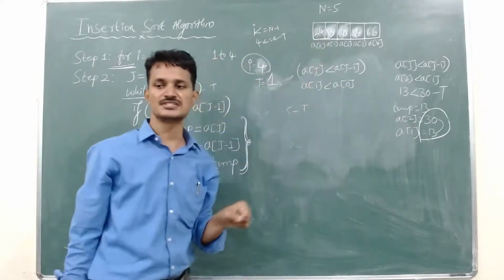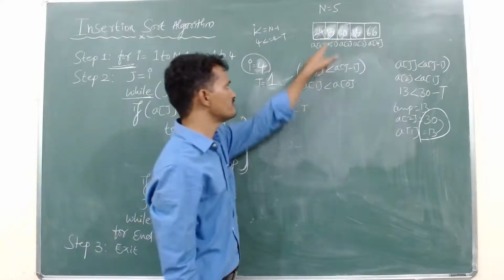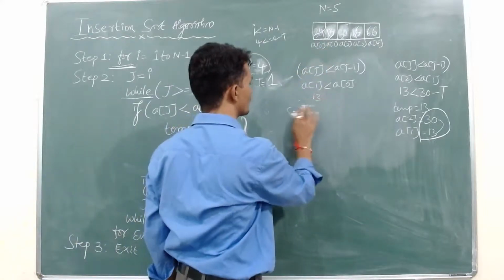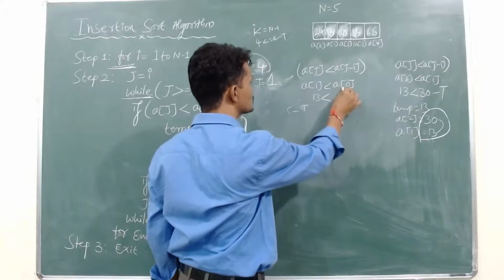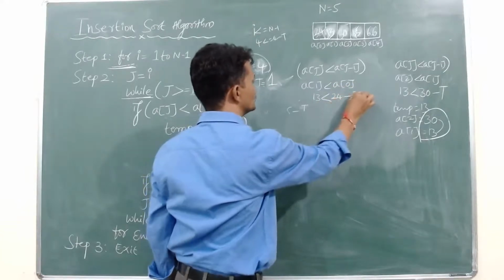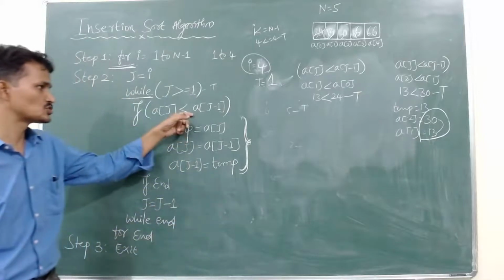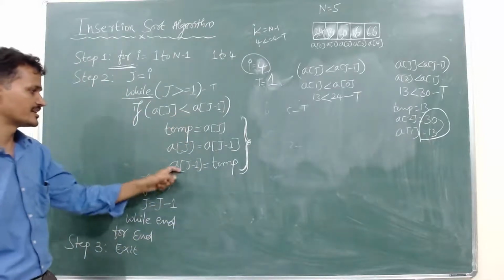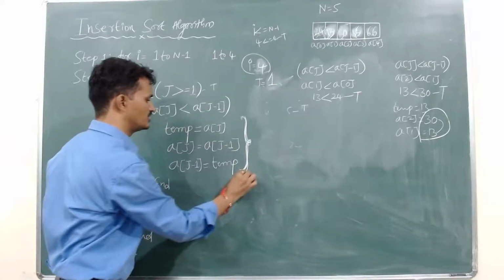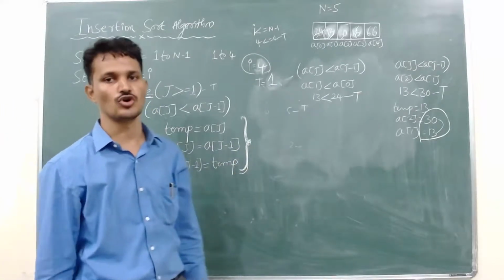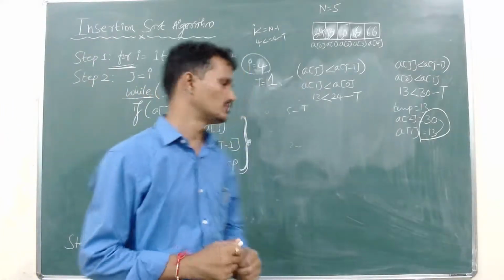Let me write the value inside this. What is the value stored in A of 1? 13. 13 is less than, what is the value stored in A of 0? 24. 13 is less than 24. Yes, it is true. Of course, it is true. When this is true, we'll execute these three statements. These three statements are for exchanging or swapping of those two values.